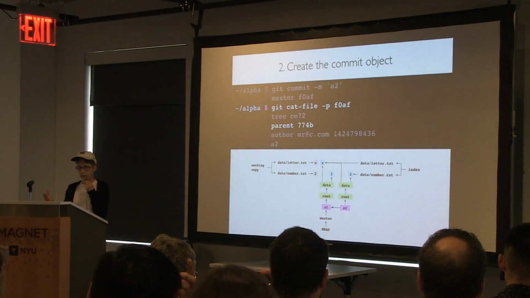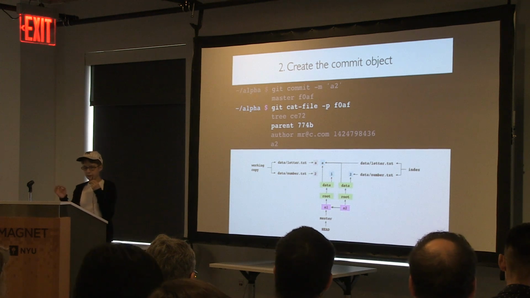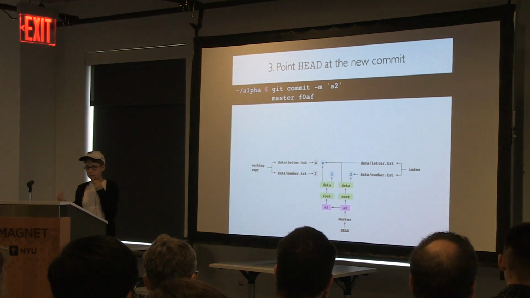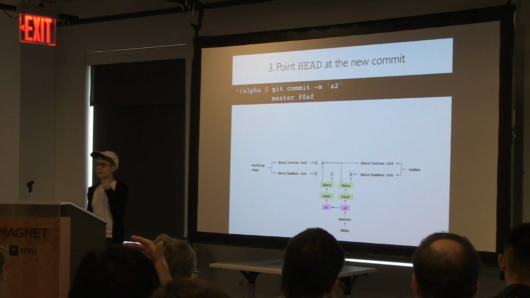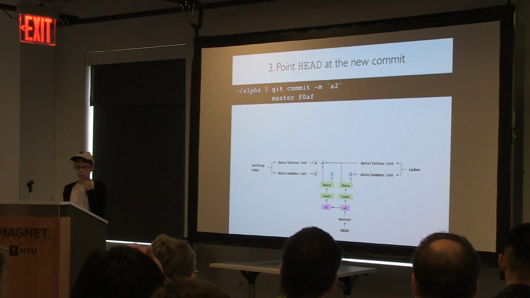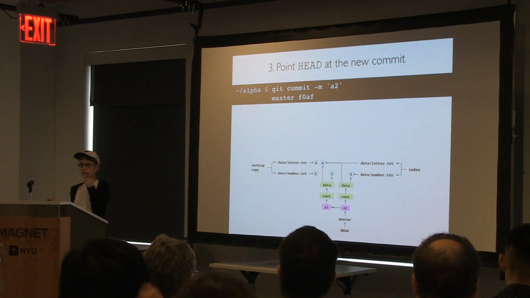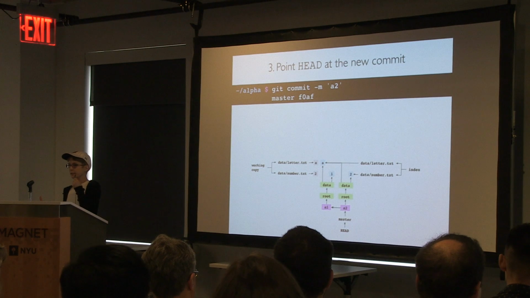Then step 2, create the commit object. The main interesting thing here is that it's got a parent. So the A2 commit on the bottom right there points at its parent, the A1 commit. We'll see that that's handy in a second. Next step, point head at the new commit. Now, we're not actually repointing head. Head just stays pointing at master because we stay on the master branch. Remember, master is just a file on disk that contains a hash. That hash used to be the A1 hash, now it's the A2 hash.